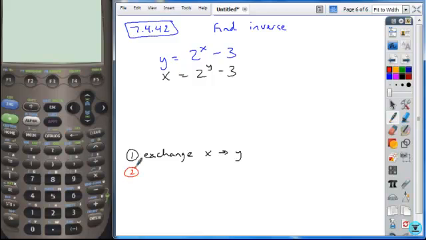This is one where it doesn't always happen, but you are going to look to isolate the term that contains the y. So in this particular case, in order to isolate this term that has a y in it, we need to add 3 to both sides. So you get x plus 3 is equal to 2y. The final step then is to rewrite your equation so it's in the form y equals.